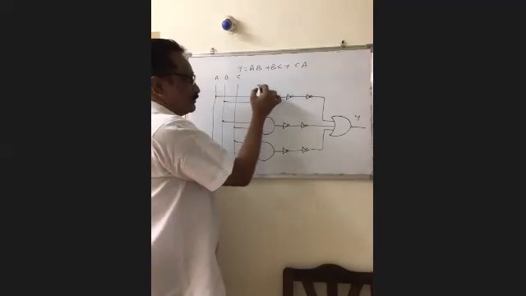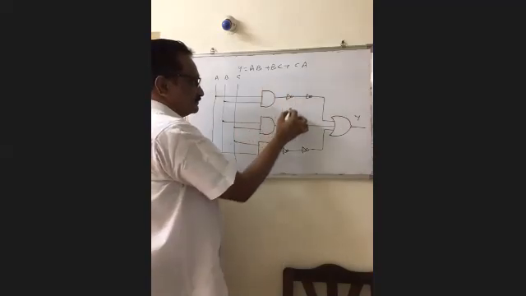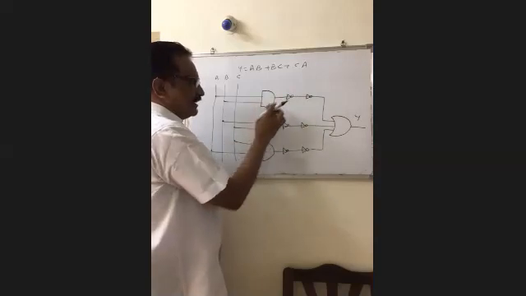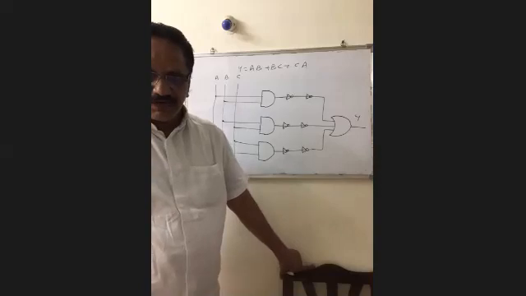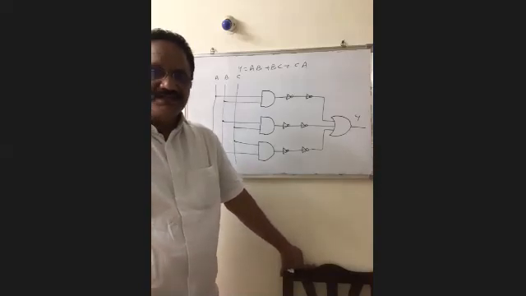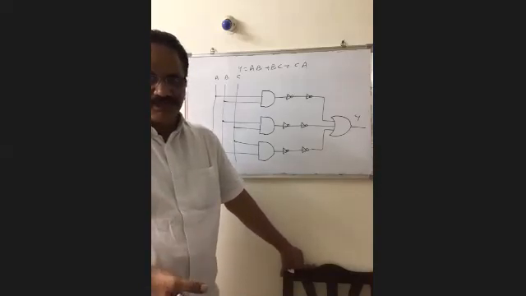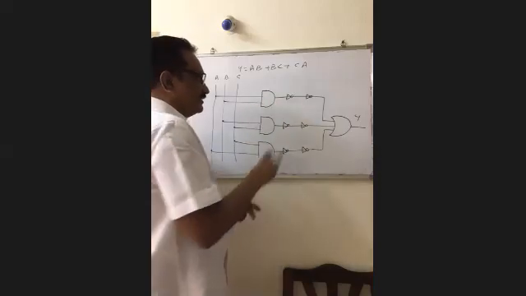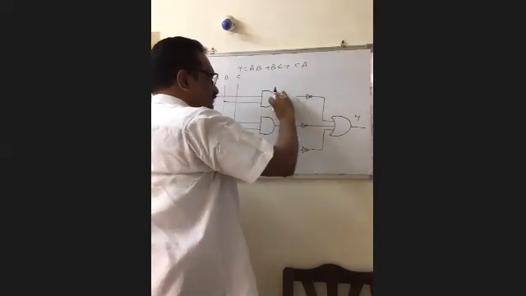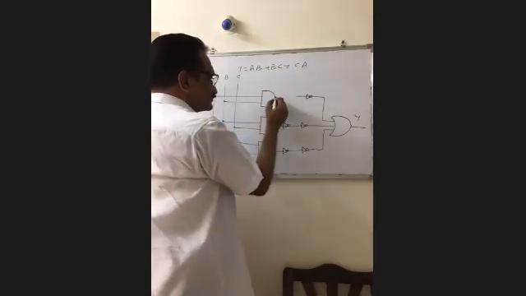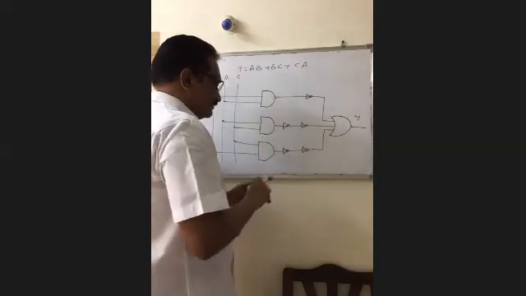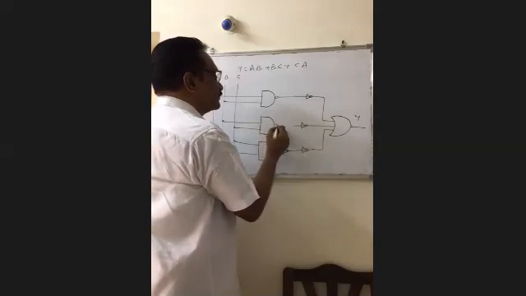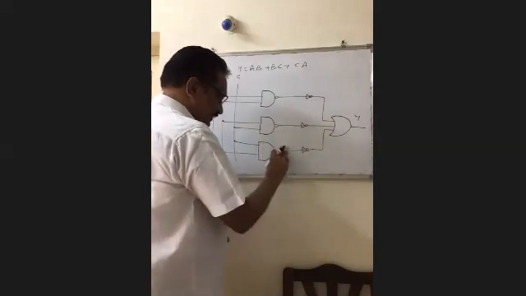Observe this part of the circuit. AND gate followed by a NOT gate is equal to NAND gate. So replace AND gate and a NOT gate with a NAND gate. Similarly, here also.